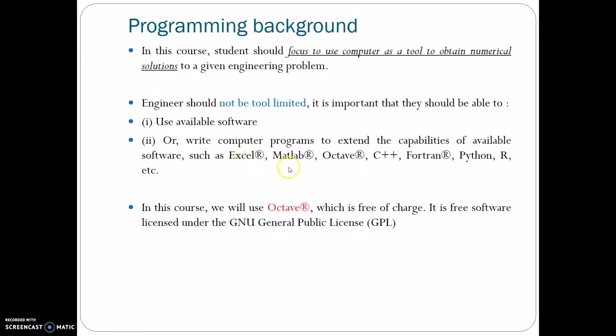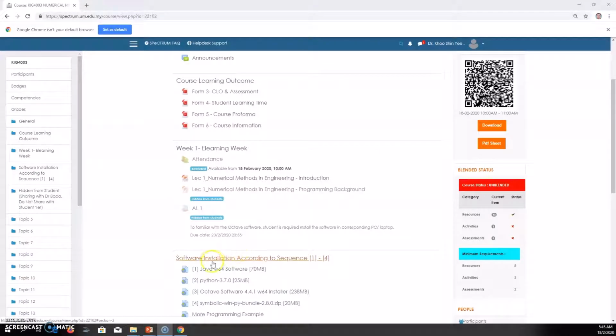by using the following software. So MATLAB is one of the common software that we are using. And in this course, we are using Octave because it's free of charge and it can function like MATLAB. Before we start, you can download the software according to number 1 to number 4, where you will find the Octave software here.